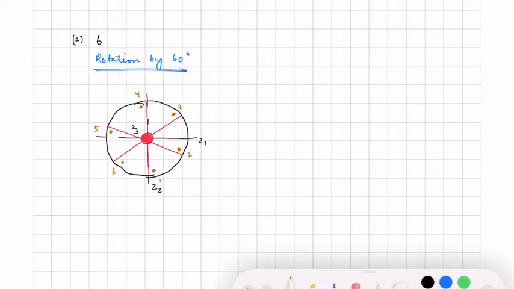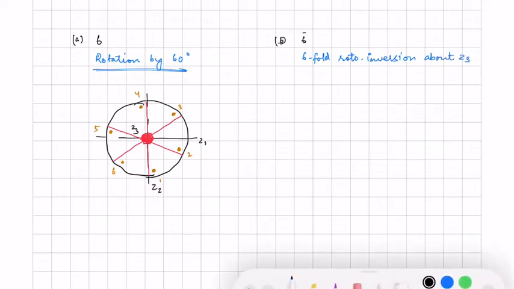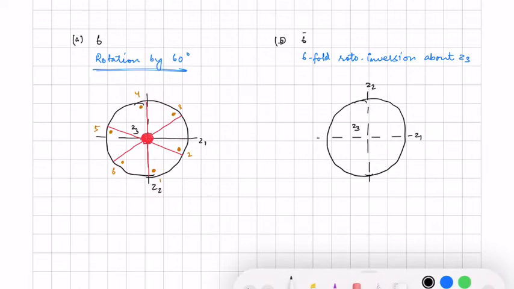So this is 6. Let us move to 6 bar, that is 6 fold roto inversion about Z3. So this is your Z1, Z2, Z3. So a rotor inversion, as in previous cases, is denoted by a hollow circle in the center. This is 6 fold.